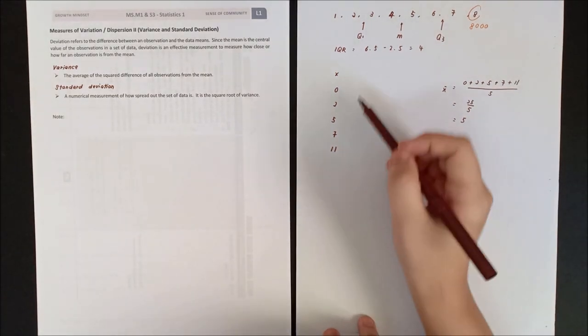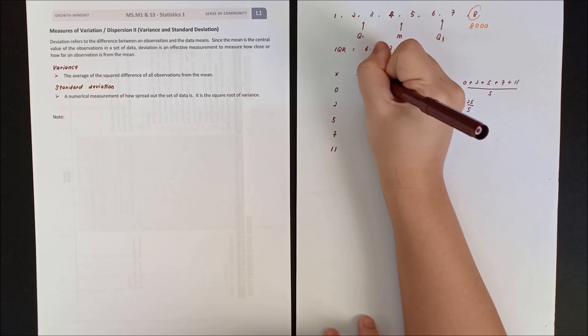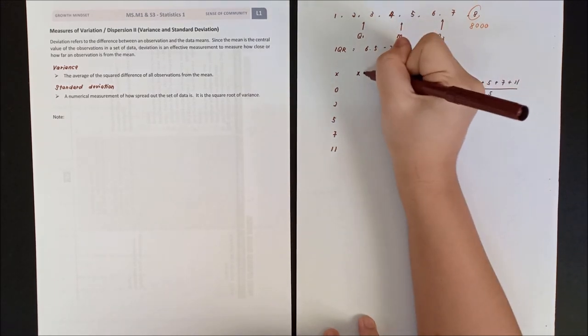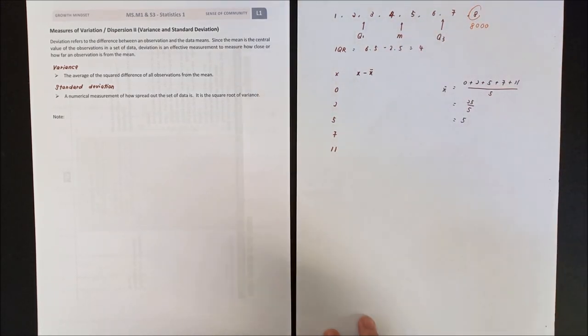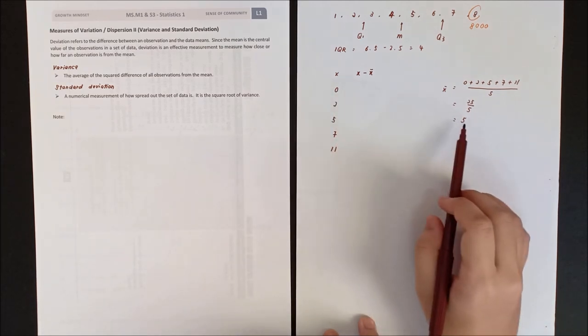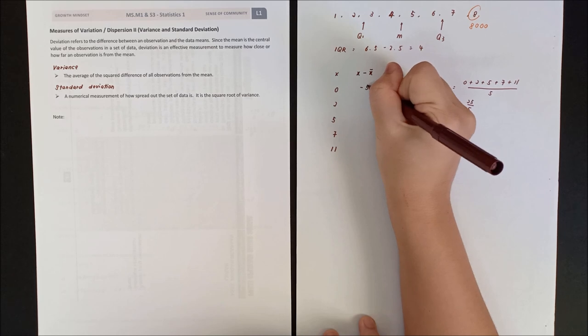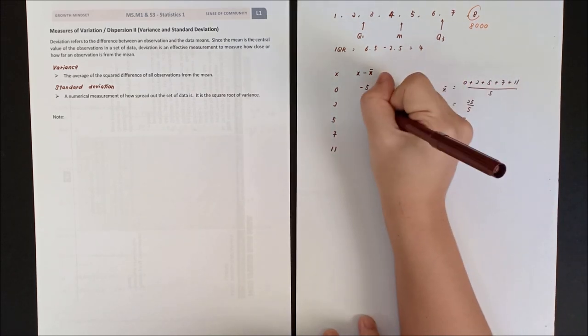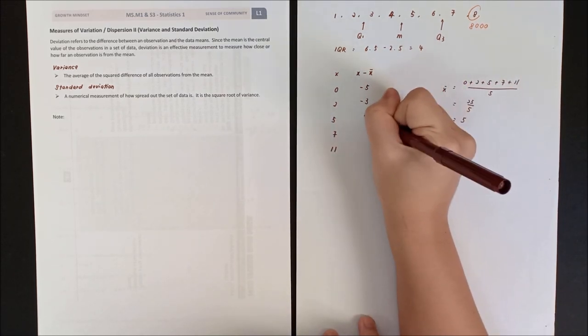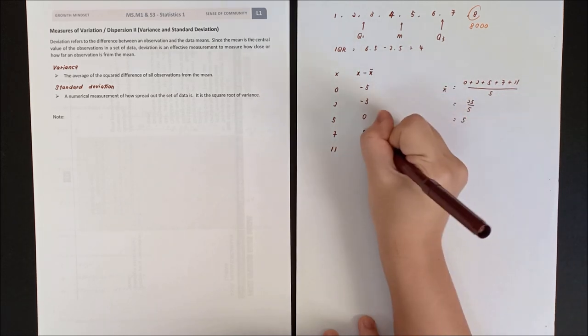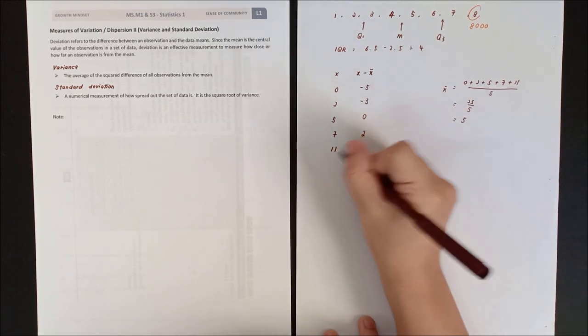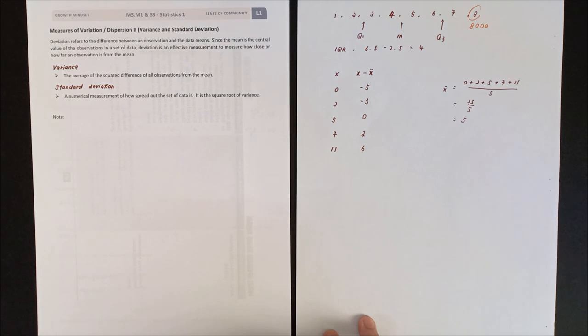Okay, so how can we do that? Of course, we will want to find out the difference first. For us to find out, we will take every data point minus the mean, correct? So we can find out how far the distance is. So 0 minus 5, I get negative 5. 2 minus 5, I get negative 3. 5 minus 5, I get 0. 7 minus 5, I get 2. 11 minus 5, I get 6.